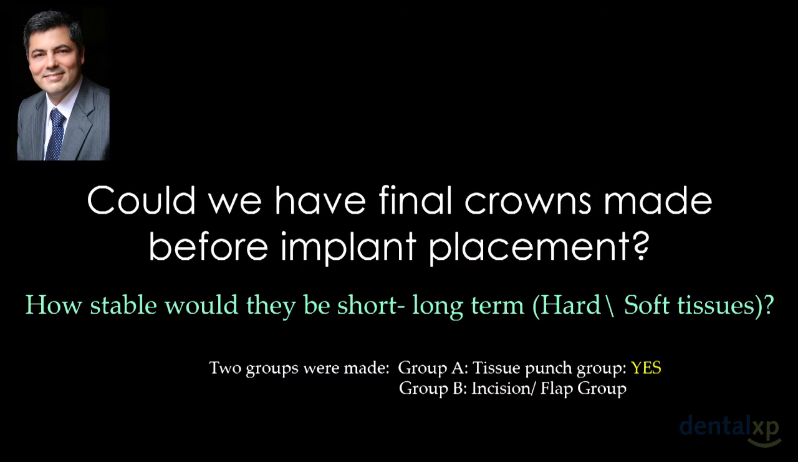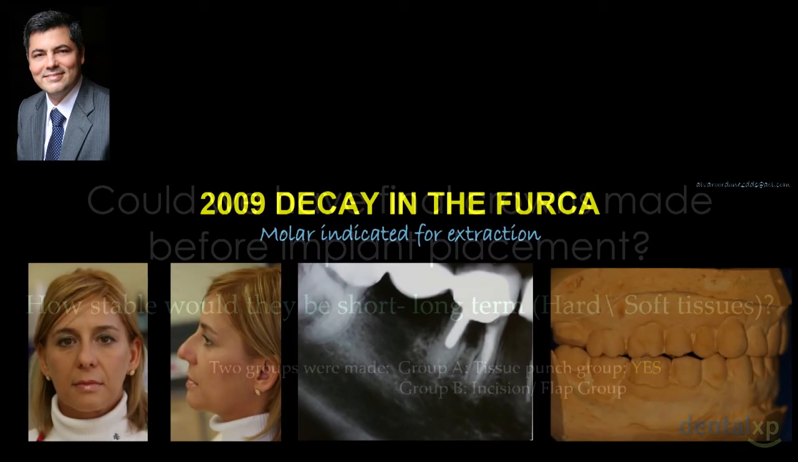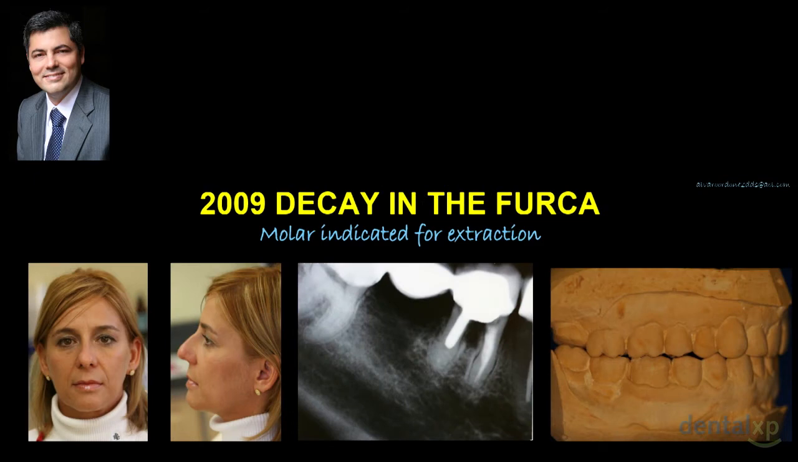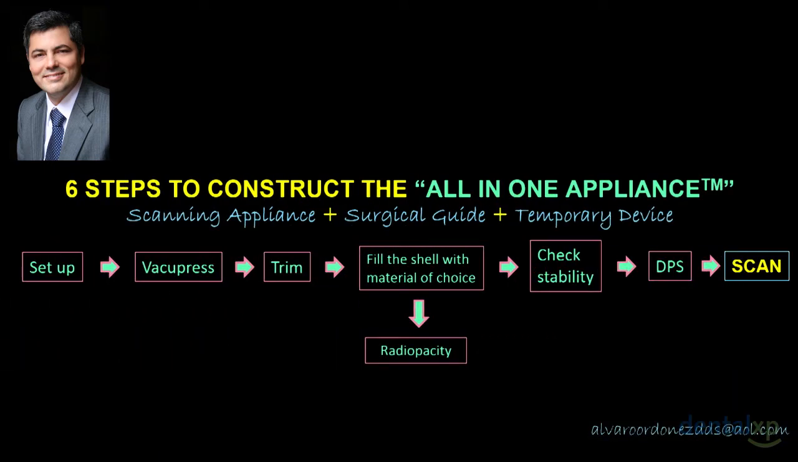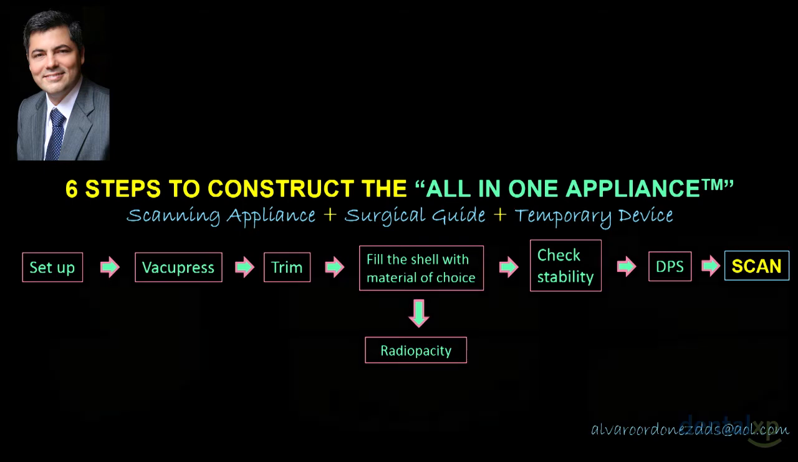Now, can we have final crowns made before implant placement when we are doing an incision and when we have a flap? So interestingly, we had this patient also, 2009, a patient with a major cavity in the furcation. And we used a technique that we were developing at the time, which is called the all-in-one appliance. We made a scanning appliance that would be the surgical guide and would be the temporary device.